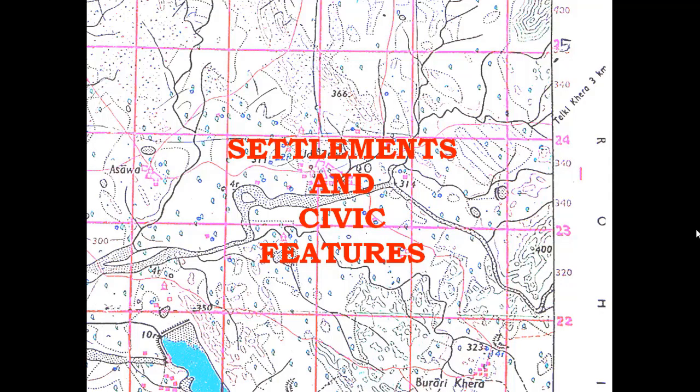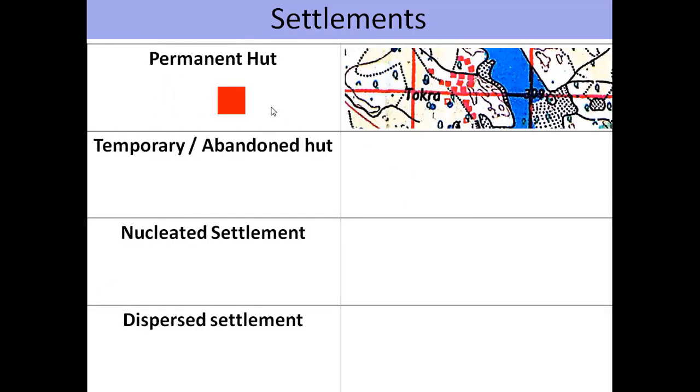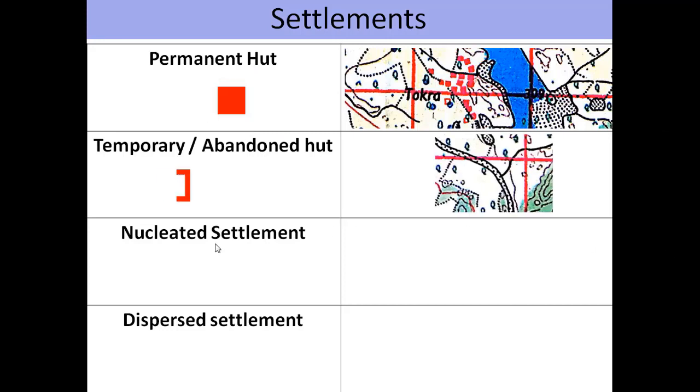How settlements and civic features have been shown on a topographical map. Permanent hut. The symbol of a permanent hut is a red colored square. As you can see in the map extract, the permanent huts are shown with red color squares. Many squares have been marked over here. These permanent huts are inhabited by humans.